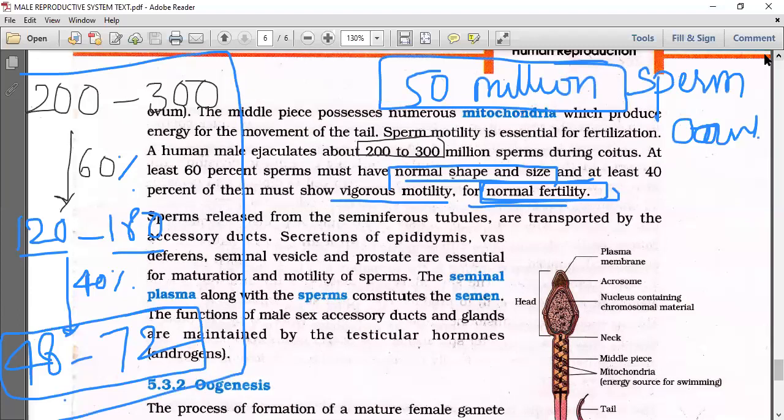This may also be a question here. 200 to 300 million sperms are produced during coitus. In that, at least 60% should be of normal shape and size, that means nearly 120 to 180 million. Then in that, 40% need to show vigorous motility, be more active. So 48 to 72. In general terms we say it as 50 million. The exact number is actually not needed. But from an examination point of view, if you see either 48 or 72 or 50, don't ask all the three, if it comes, what do I put?